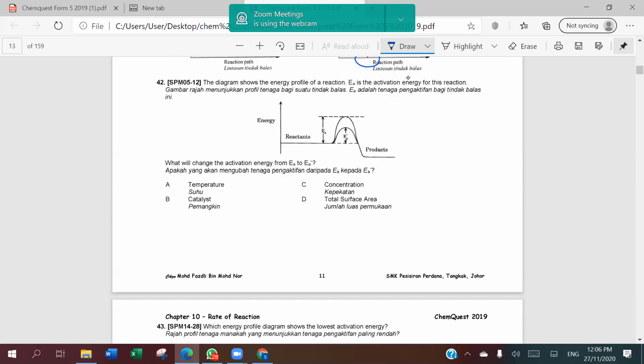What can change the activation energy from A to A prime? Catalyst. B. Very good. Good job. Catalyst. Only catalyst, you remember? Only catalyst can change the activation energy.